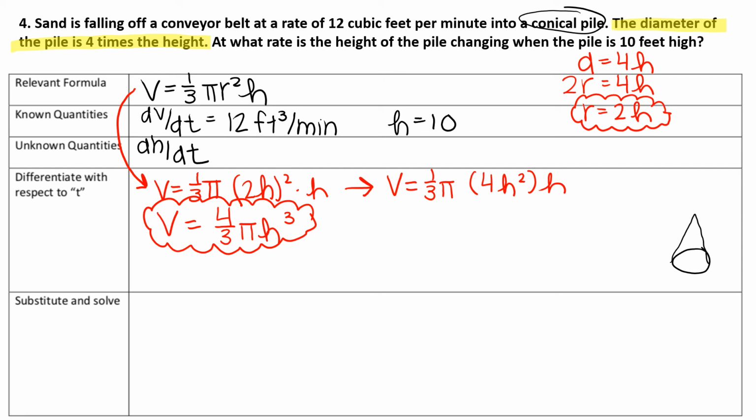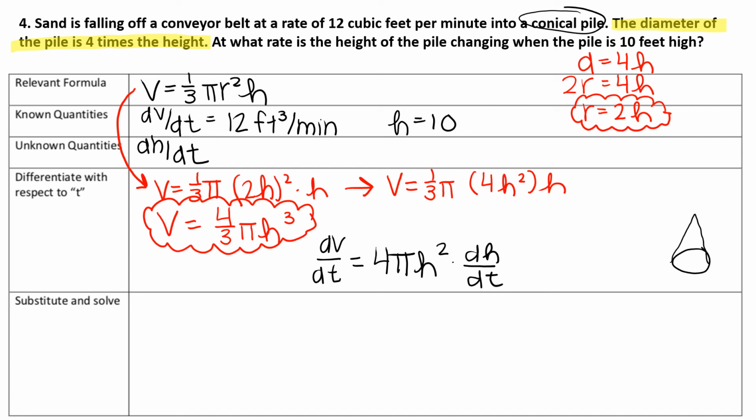Now that we've rewritten our volume formula, we can go ahead and differentiate with respect to t. So we get dV/dt equals 4/3 pi is just a constant, so it stays, but bringing down our 3, those 3's are going to cancel, and we're just left with 4 pi. h to the 1 less exponent, so that would be squared, dh/dt. Now that we've differentiated, we can go ahead and plug in what we know and solve.